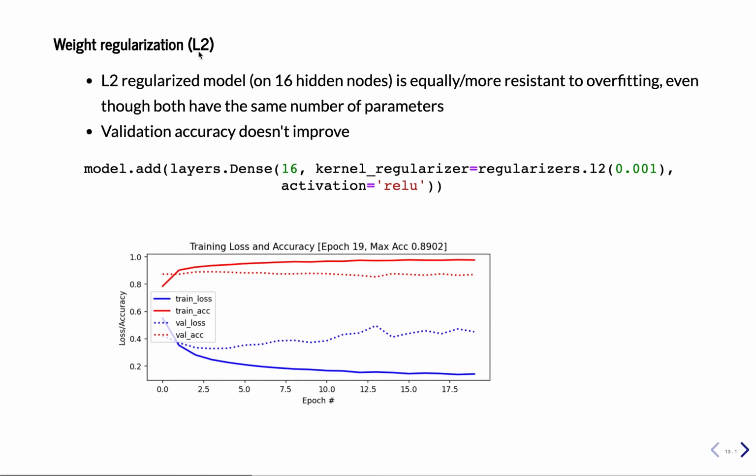Weight regularization, right? So we add our L2 regularizer with alpha 0.001. If we do that again, we see that well, it overfits definitely less. It still starts overfitting from epoch 3 here, but it's less steeply than before, and we get a slightly better 89% accuracy.